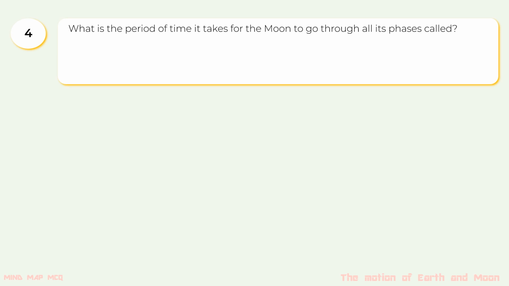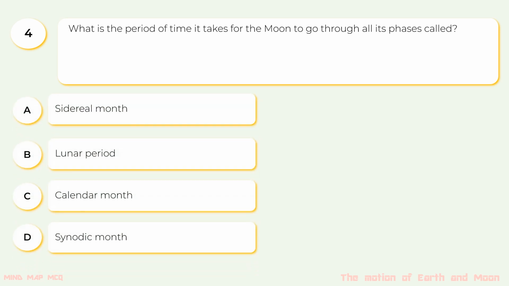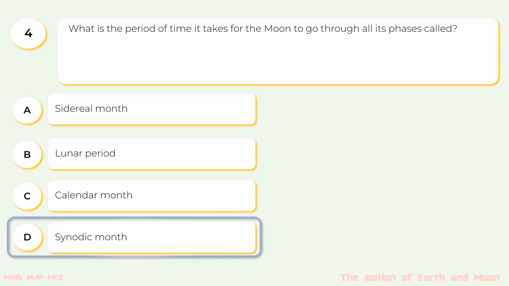Question 4. What is the period of time it takes for the moon to go through all its phases called? A. Sidereal month, B. Lunar period, C. Calendar month, or D. Synodic month. The correct option is Synodic month.